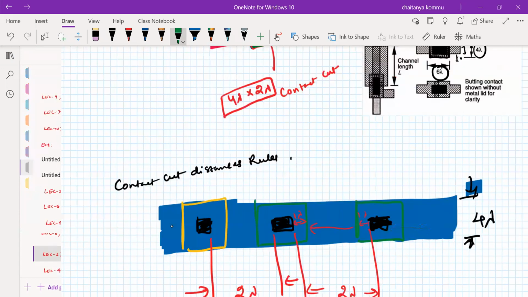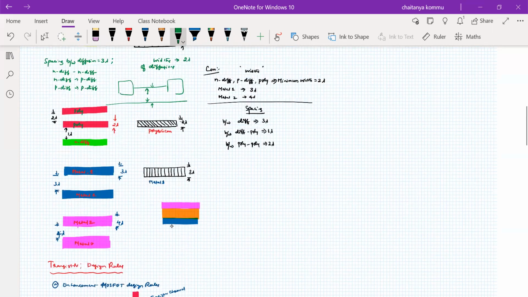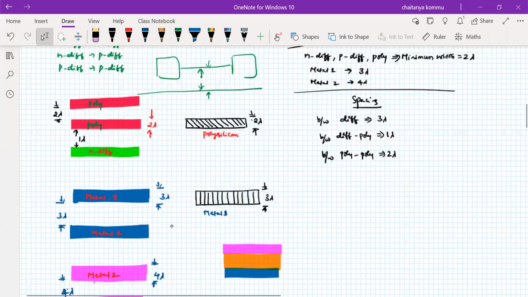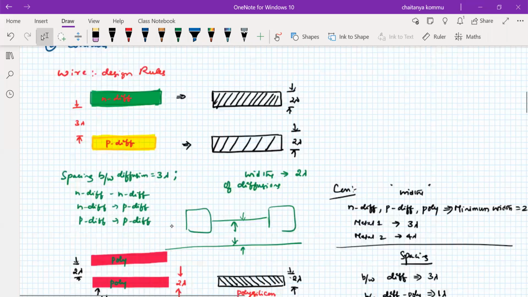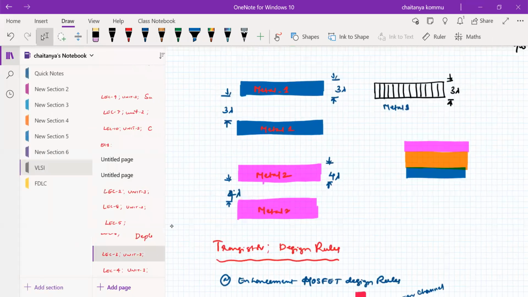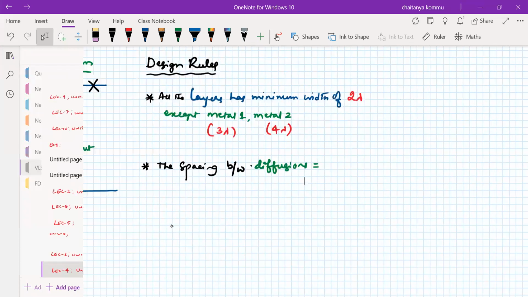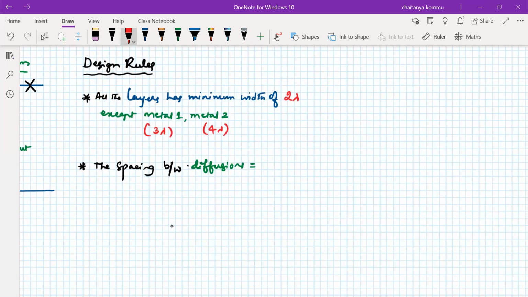Yes, what is the minimum spacing? 2 lambda, sorry, it's 3 lambda for the polysilicon, 2 lambda for the metals. Okay, so what we have to do is that the minimum spacing between the diffusion must be 3 lambda. Okay, 3 lambda we have to maintain.